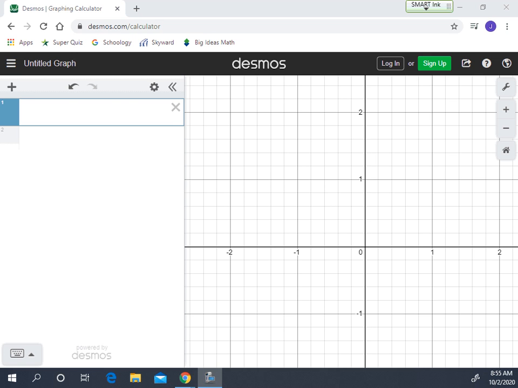Chapter 8. We are graphing quadratic functions. Our base quadratic function is f of x equals x squared. So let's type that into Desmos and see what that looks like.